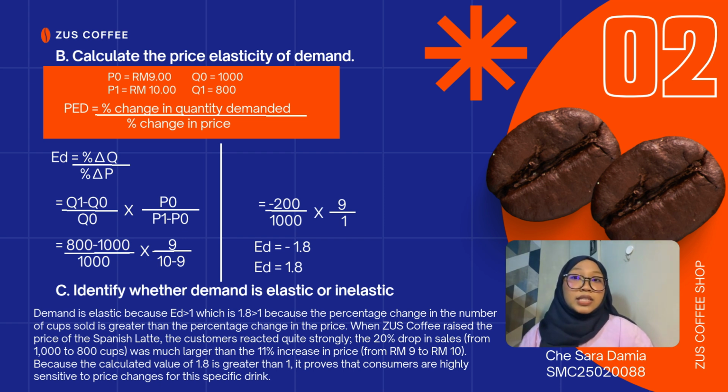The answer is the demand is elastic because our PED is greater than 1, which is 1.8 is greater than 1. The percentage change in the number of cups sold is greater than the percentage change in price. When Zeus Coffee raised the price of its Spanish latte, the customers reacted quite strongly. The 20% drop in sales from 1,000 to 800 cups was much larger than the 11% increase in price from 9 ringgit to 10 ringgit. Because the calculated value of 1.8 is greater than 1, it is proof that customers are highly sensitive to price changes for this specific drink.